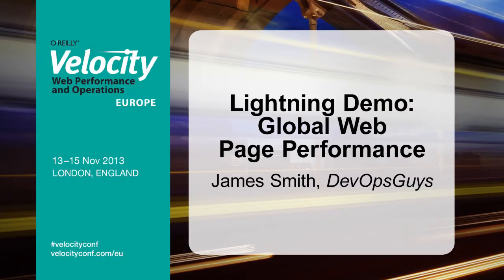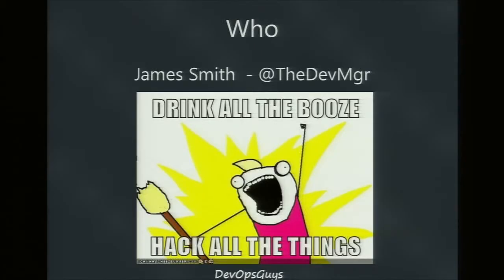I'm James Smith. I'm from the DevOpsGuys, and I'm the dev guy in the room, but I'm also a Welshman, and that means I'm the guy that drinks all the booze and then hacks all the things. And that's pretty much how this idea came about.